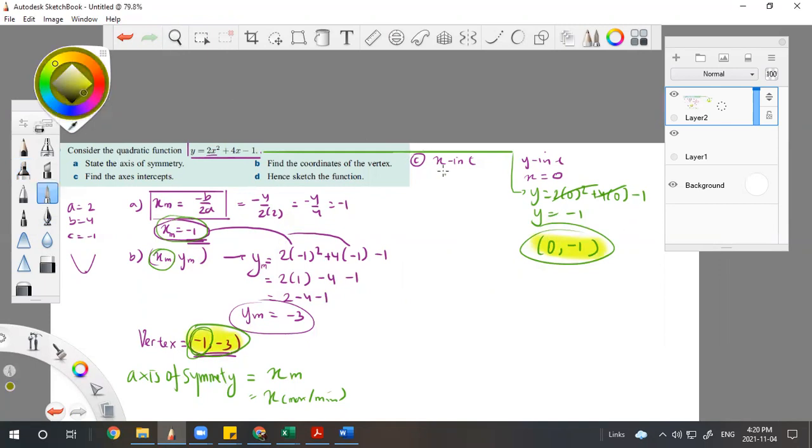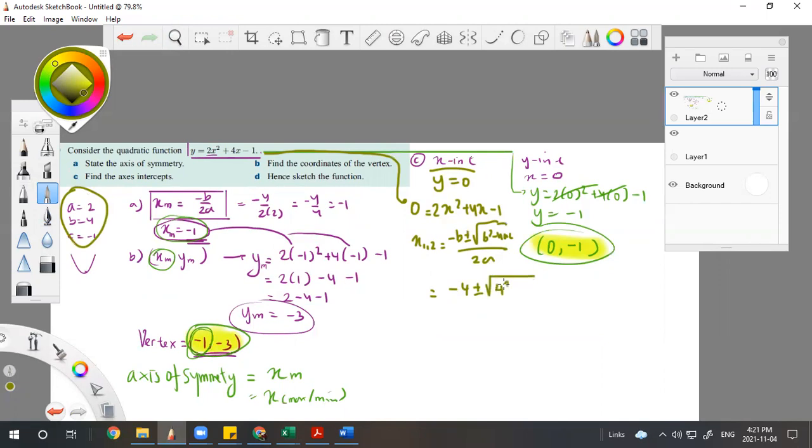C is the challenging part. I mean, the x-intercept is the challenging part. Why? Because when y equals 0, you have to find two values of x. So when y equals 0, insert here 0 equals 2x squared plus 4x minus 1, and then you need to find a, b, c again. The value of x is -b plus minus the square root of b squared minus 4ac over 2a. So minus 4 plus minus the square root of b squared minus 4 times a times c over 2a. So -4 plus minus the square root of 16 plus 8, 24.